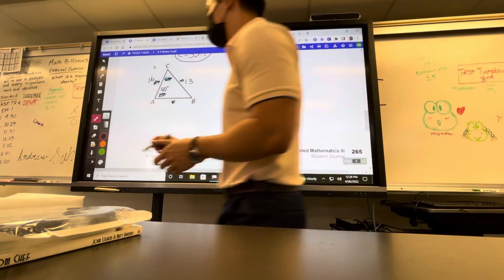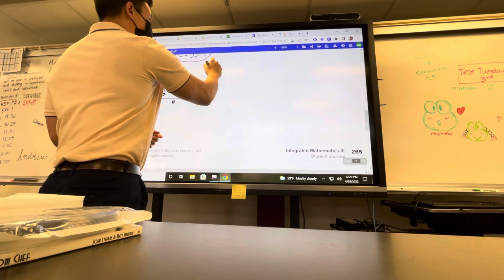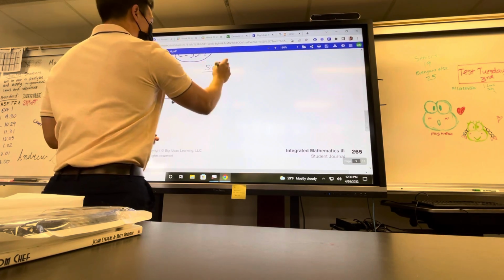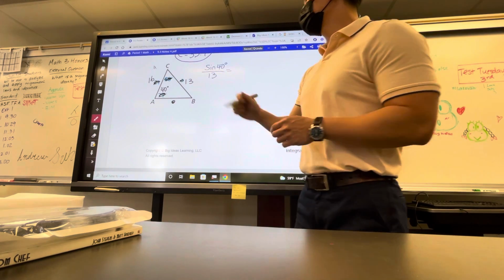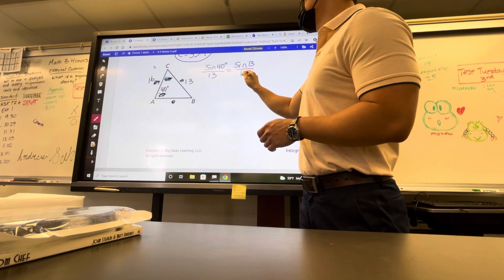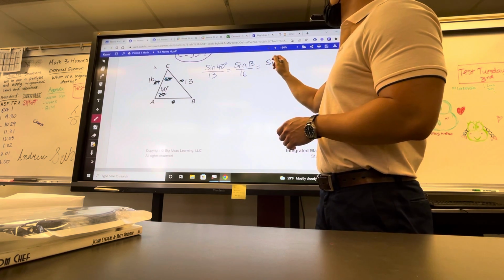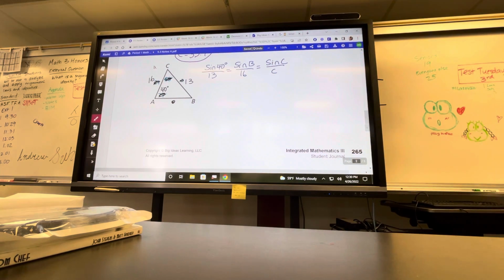So if I'm going to set up my law of sines, what is it going to look like? Sine 40 over a, which is 13, equals sine b over 16, equals sine c over c. So notice with this one I have a lot less information in terms of what I can cross multiply, yes? The one I do have all the information of is angle A and side A. So I can use that to solve for sine of B.